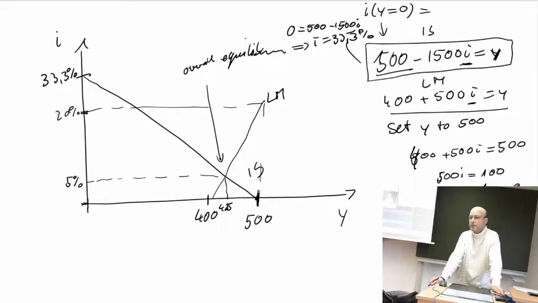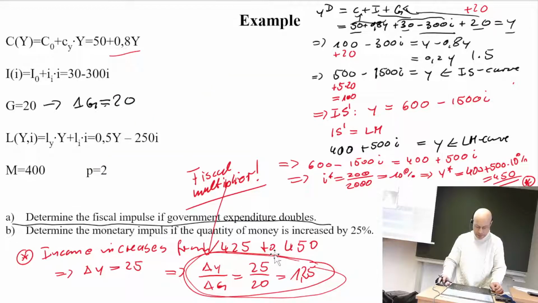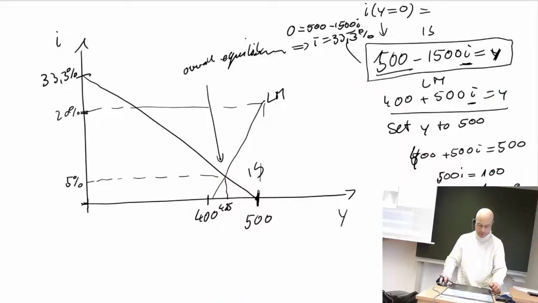And then we posed the question, what happens to this overall equilibrium if we make fiscal policy or if we make monetary policy? And the fiscal policy, I think we already had, that we calculated the multiplier of the government expenditure when we double the government expenditure here from 20 to 40. This just means that we have to redo the calculation just only with G equals 40 and not 20. And from this, we obtained a multiplier of 1.25.